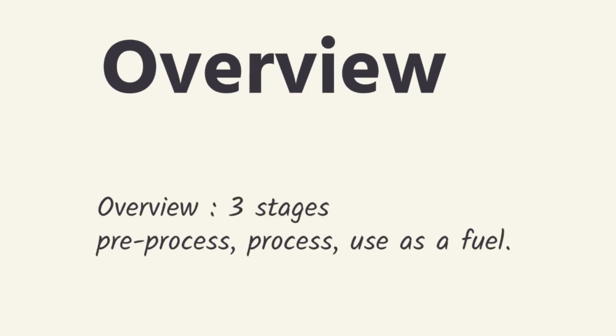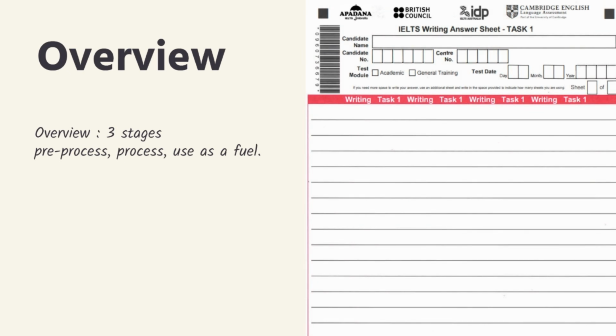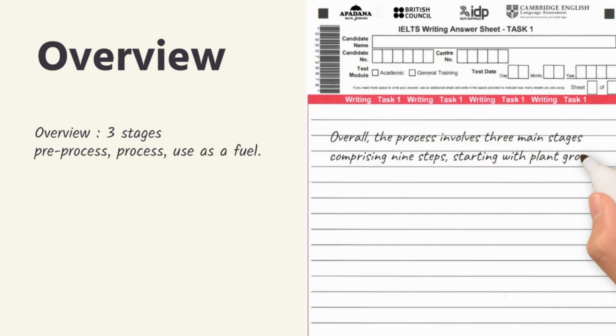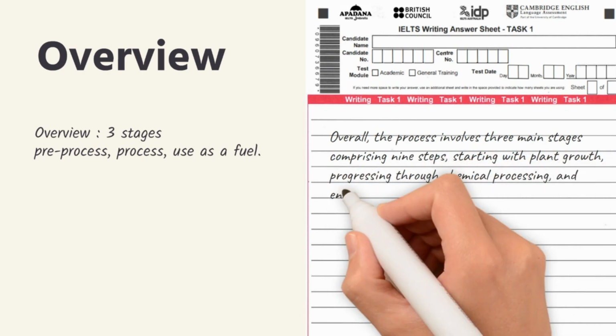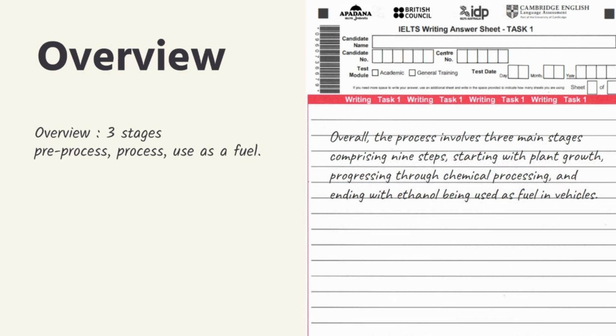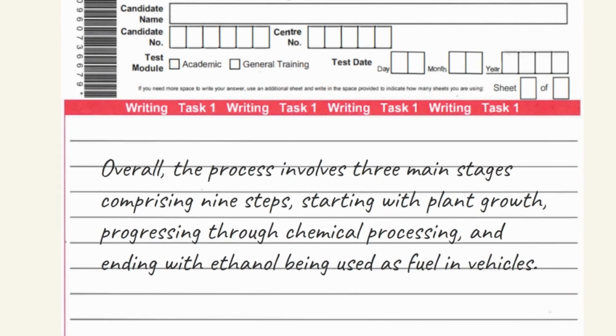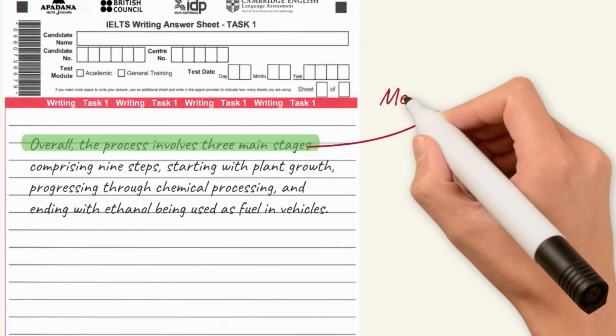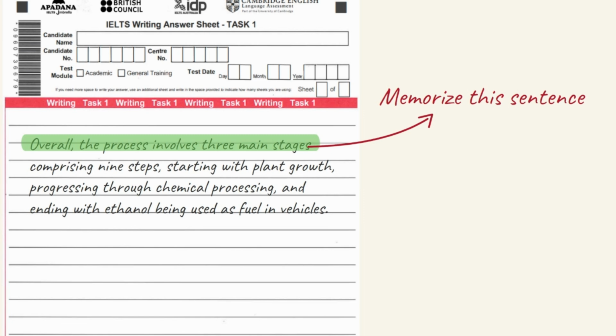Let's move on to overview paragraph. For overview, we can expand based on the plan we created. Overall, the process involves 3 main stages, comprising 9 steps, starting with plant growth, progressing through chemical processes, and ending with ethanol being used as a fuel in vehicles, completing the loop. The highlighted sentence pattern is perfect for studying the overview paragraph. Just memorize it. Then describe the stages.